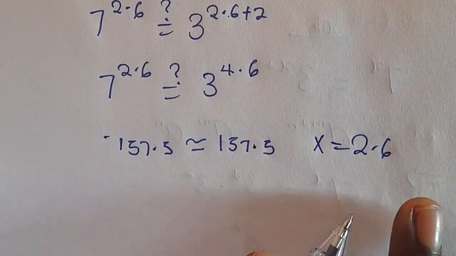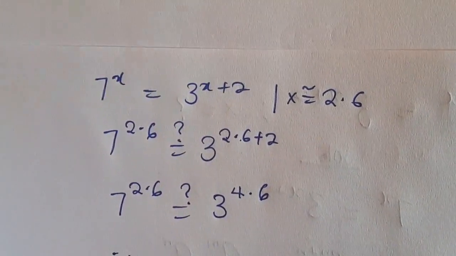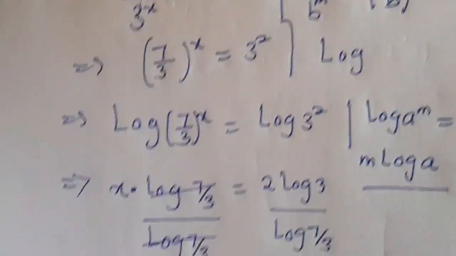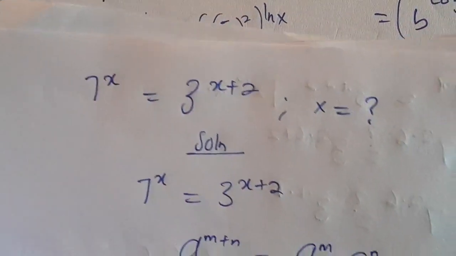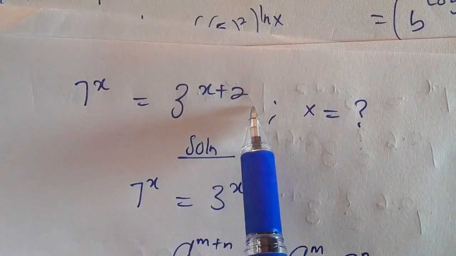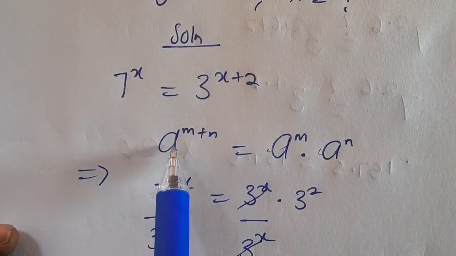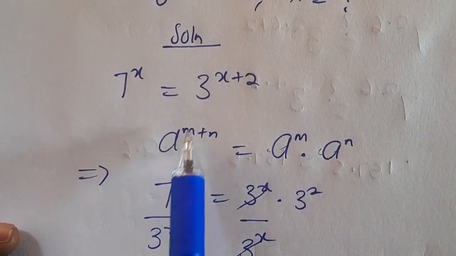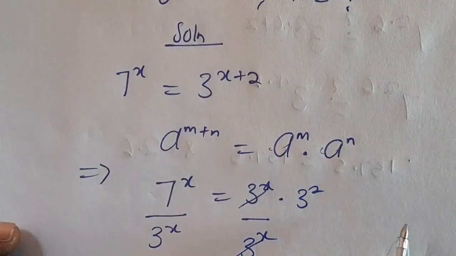Now, here are the steps. Let me re-explain from here. So we have 7 to the power of x equals 3 to the power of x plus 2. Now, we apply law of indices. That says when you have a to the power of m plus n equals a to the power of m dot a to the power of n.